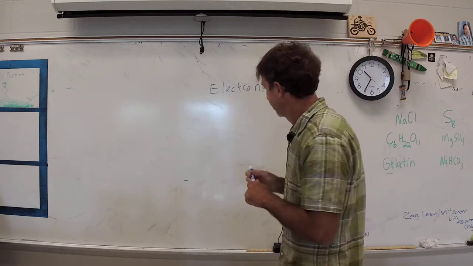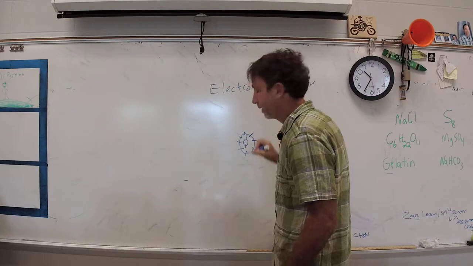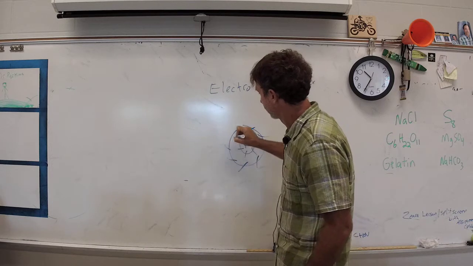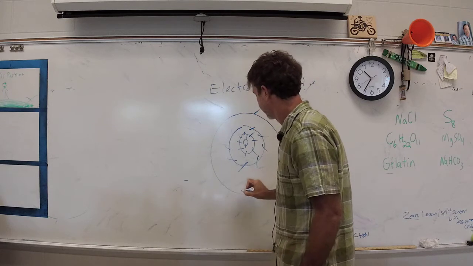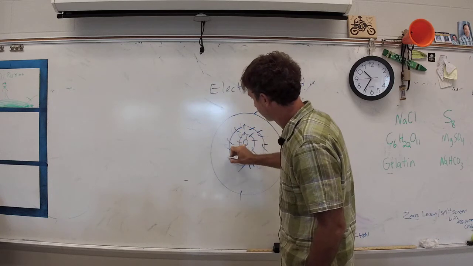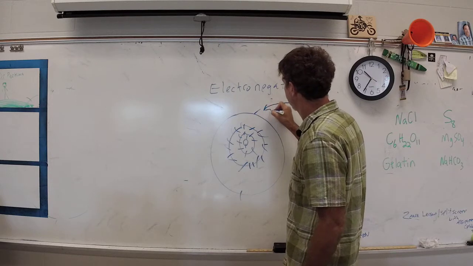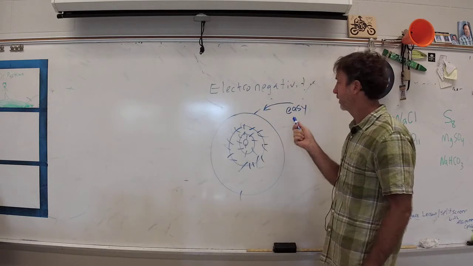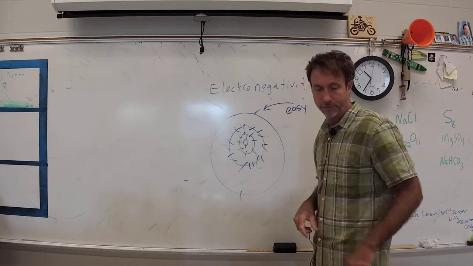Give me 2 reasons that this atom's valence electron would be easy to remove. Why would this electron be easy to remove? Give me 2 reasons. Okay?